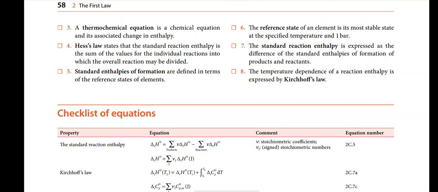Number 5. Standard enthalpies of formation are defined in terms of the reference state of elements. Number 6. The reference state of an element is its most stable state at the specified temperature and 1 bar.